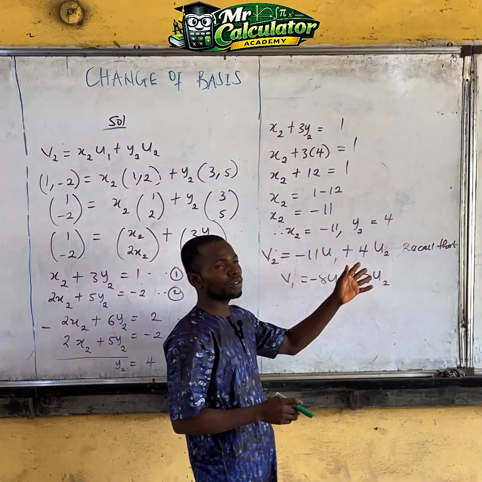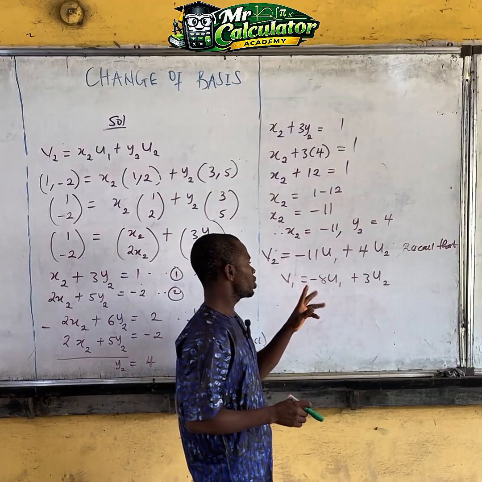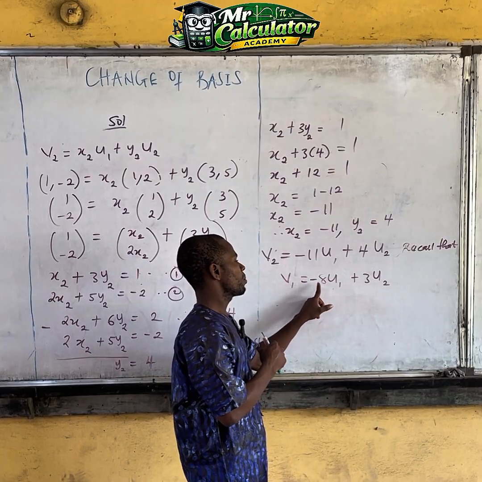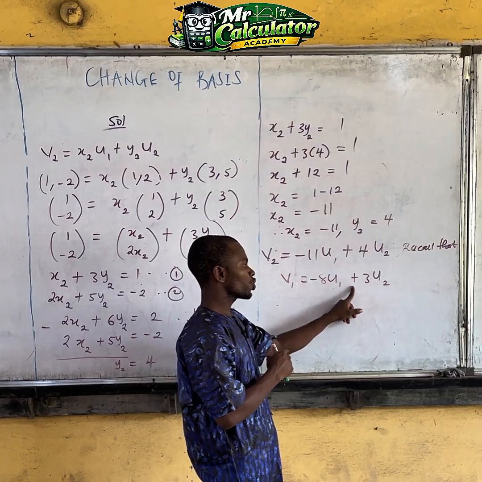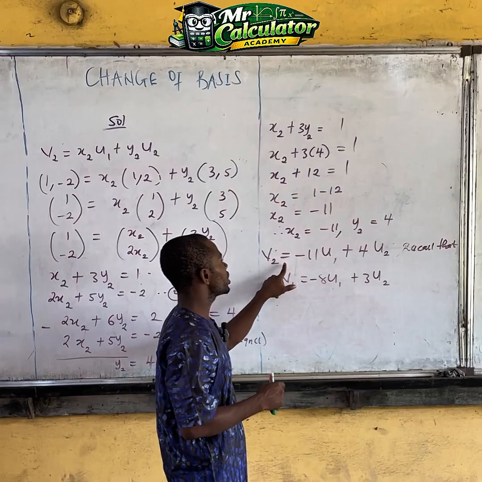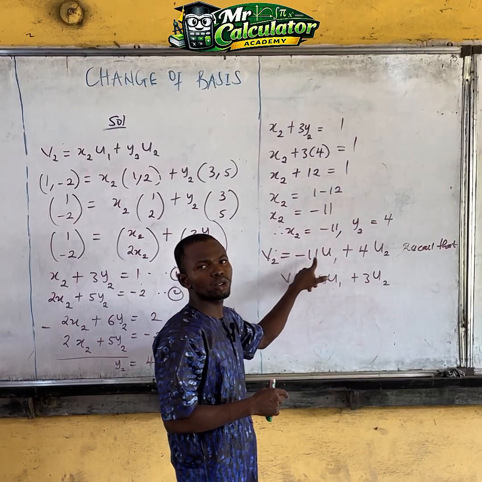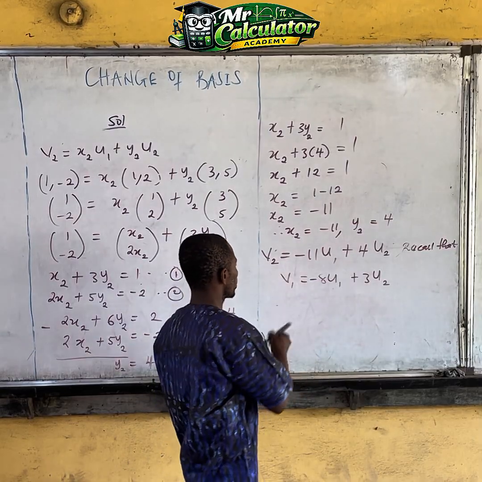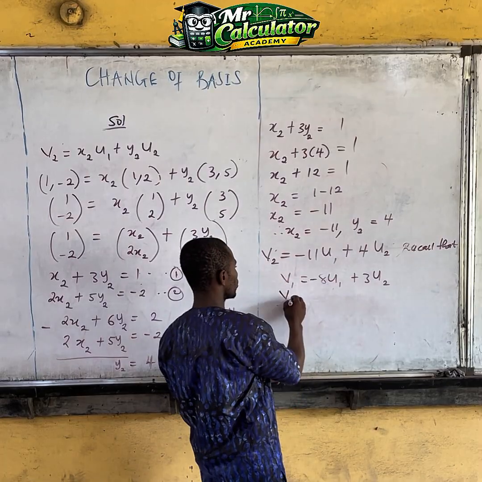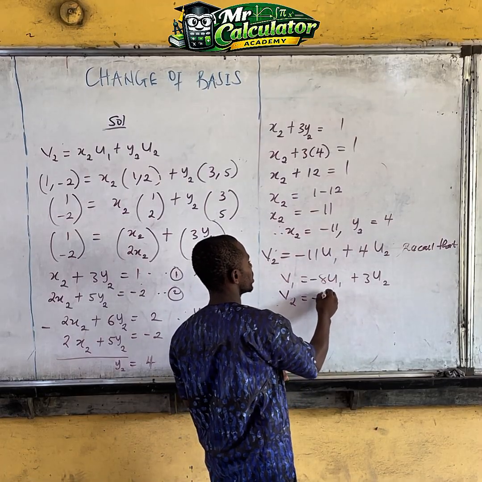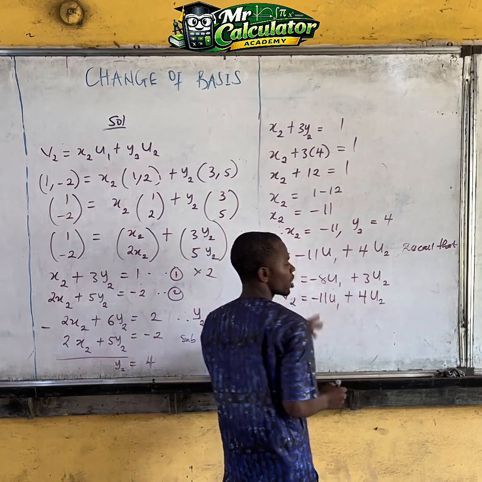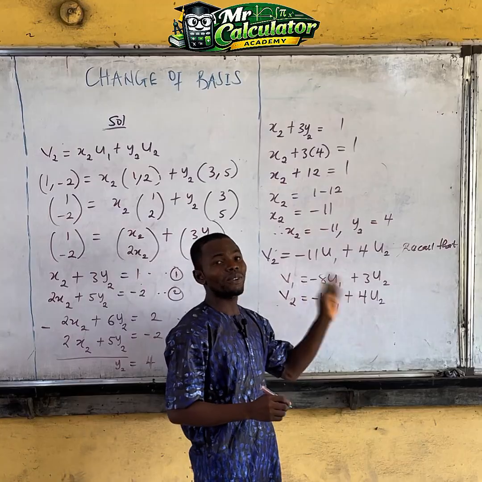Now, we have to recall that we've gotten our V1 already. That V1 is minus 8 U1 plus 3 U2. And we've gotten our V2 here as minus 11 U1 plus 4 U2. Don't forget, V1 will come before V2. So V2 will now be minus 11 U1 plus 4 U2. But you can't stop here because you've not gotten your final answer.